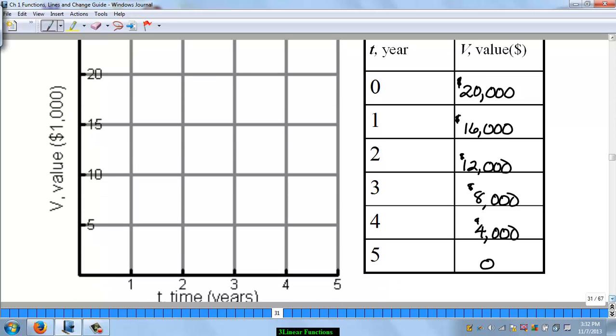How would this look on our graph? Well, it's 20 here. This is our beginning value, our initial value, down to 16, down to 12, down to 8, down to 4, and then it's down to 0. And again, your line will probably look a lot straighter than mine, but we just depreciated that down to 0. So after 5 years, that computer equipment is not worth anything.